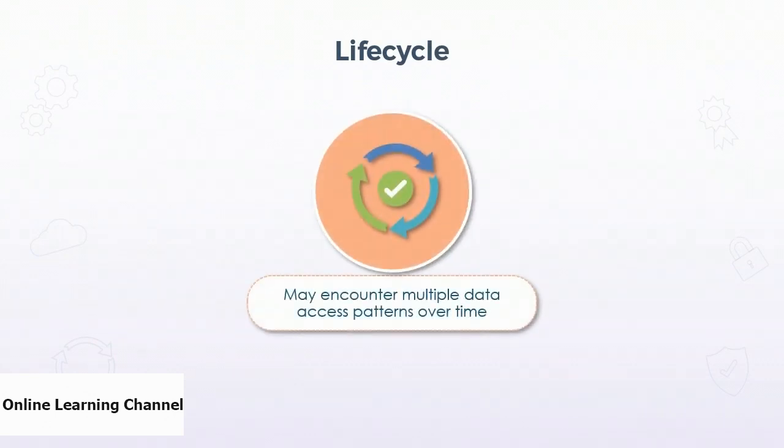Lifecycle related data usage. You may encounter multiple data access patterns over time. Very similar to data warehouse environments, these OLTP systems often experience different access patterns over time. So end of month data access patterns could be different than the end of the year data access pattern, and so on. So depending on what the users are looking for in that time of the year or that time of the life cycle, should we say, you may encounter different data access patterns.